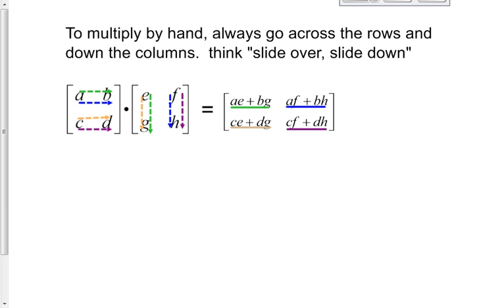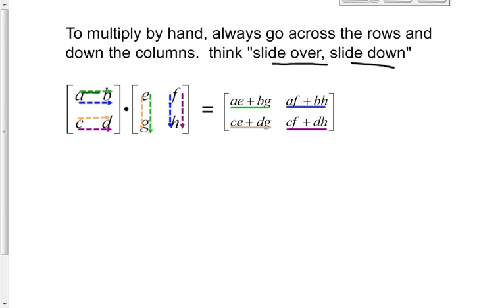Now, how do you actually multiply them? When you multiply by hand, we go across the rows in the first matrix and we go down the columns of the second matrix. So the phrase that I want you to think to yourself is always this: slide over, slide down. I color-coded this so you can see how the multiplication is going to work. When you multiply, we're going to start in the top row, and then we're going to multiply that by the first column. So follow the green.